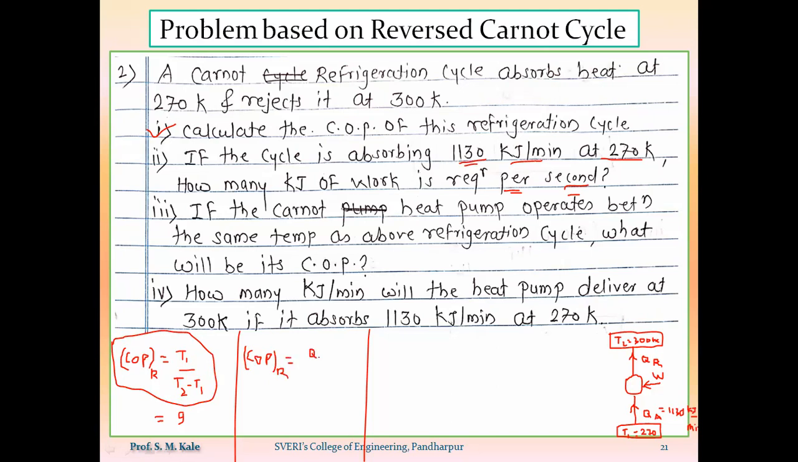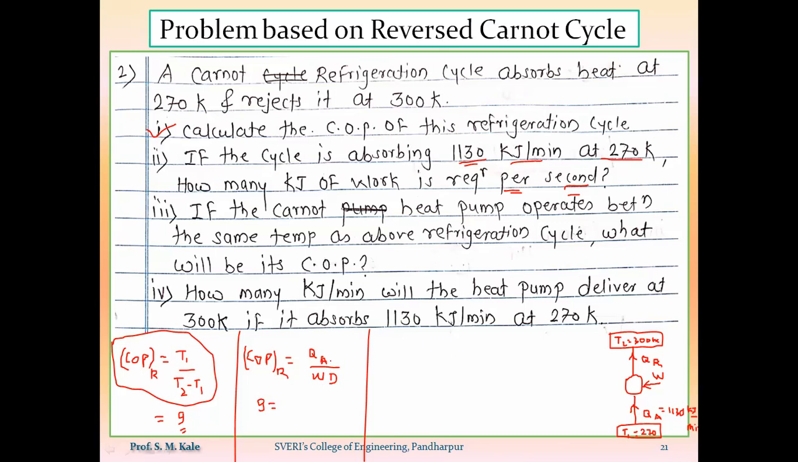work done. Amount of heat absorption divided by net work done. This is the formula of COP of refrigerator. So here we are knowing the COP of that refrigerator. What is the COP of this refrigerator? 9. 9 is the value of COP of refrigerator.